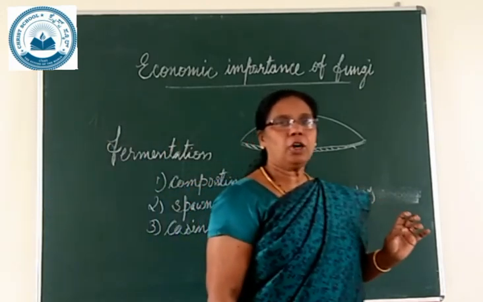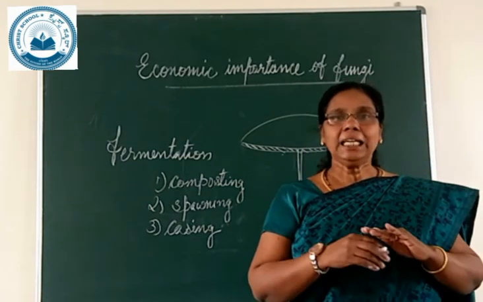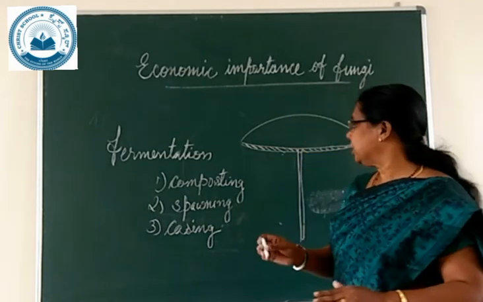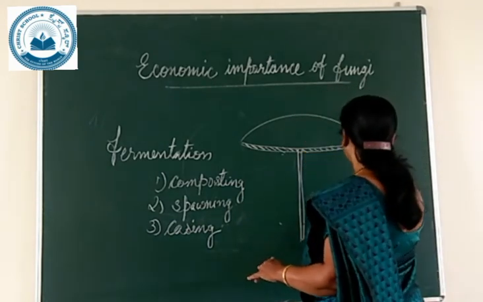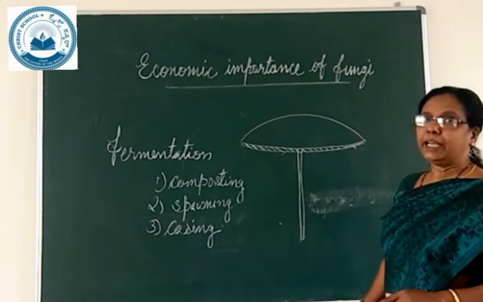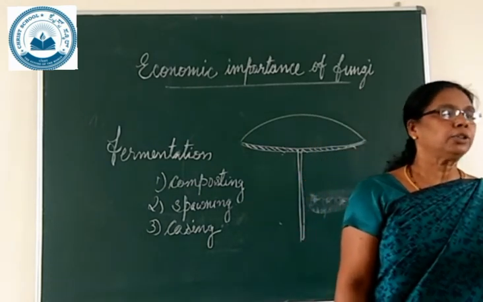So third step is called casing. During casing, we are spreading a thin layer of soil upon the mushroom seeds. So here the mushroom seeds are there, and upon that we are spreading a thin layer of soil. What's the purpose of adding this thin layer of soil?